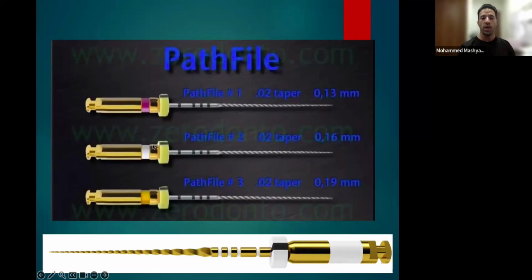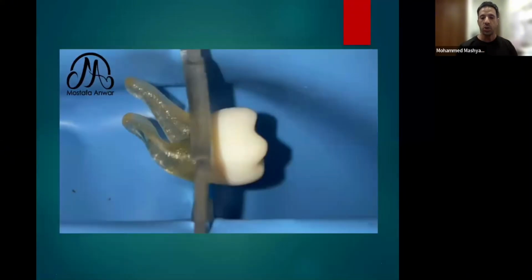You see the blue one, the white, and the yellow. They all have the same taper, but they have different tips. So this one can go through the canals very easily and nicely. I'll show you some videos.